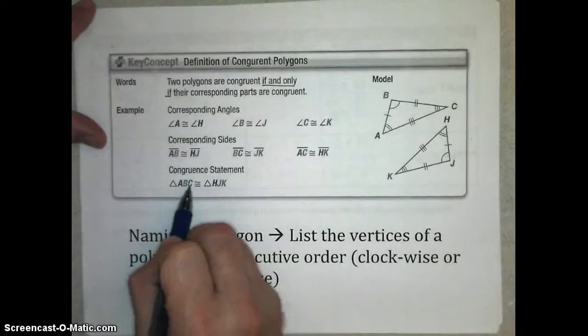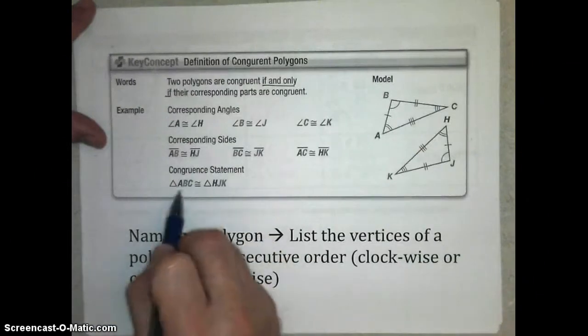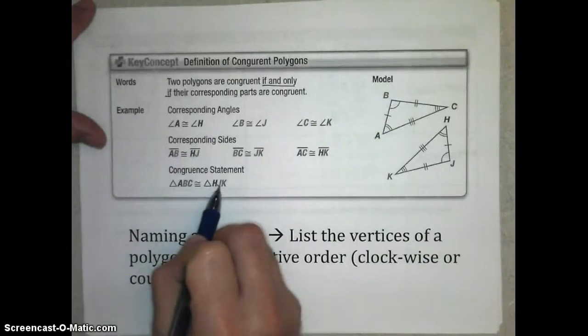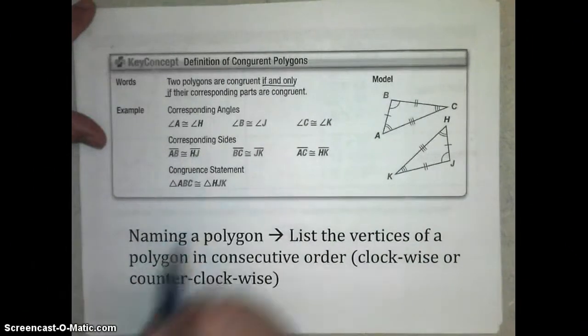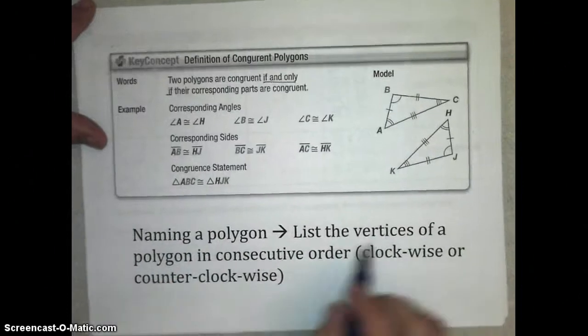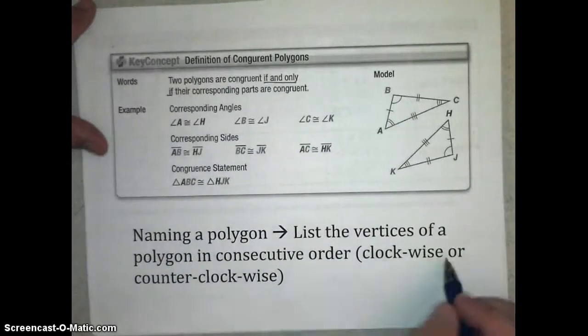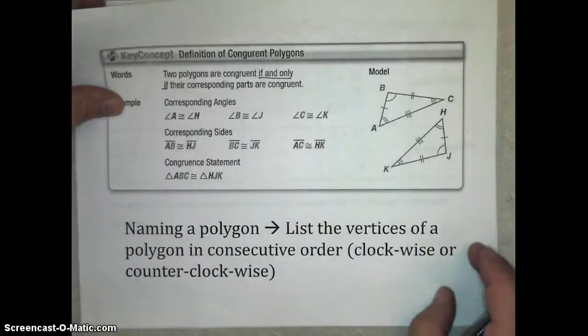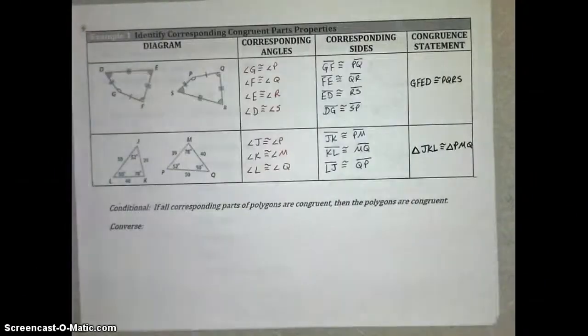Notice that these corresponding letters match up in the correct place. A and H are the congruent angles, so they should both come first in the label. B and J are congruent, so they should be in the middle. Then C and K at the end, because those are also congruent. When you name a polygon, you want to list the vertices of a polygon in consecutive order, either clockwise or counterclockwise. Alright, if you have those written down, we can move right along.